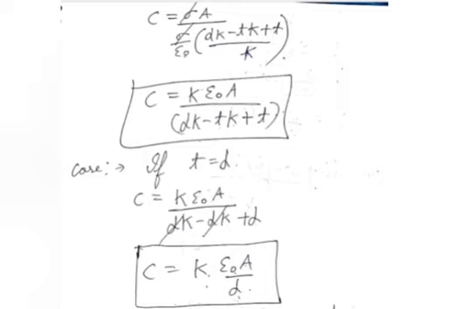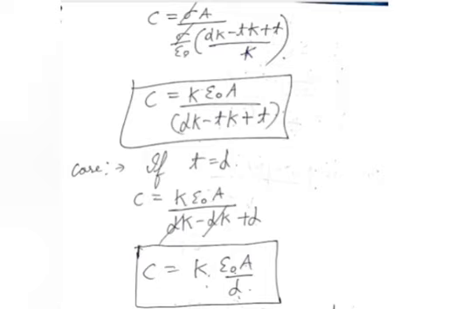We can take a case also in this, that if T is equal to D, that is the size of the dielectric slab is exactly the distance between the plates of the capacitor. So when we place D in place of T wherever it is written T, the formula would become K epsilon naught A upon dK minus dK plus D. So dK and dK would get cancelled out. Finally we are left with C is equal to K epsilon naught A by D. This shows that our capacitance would become K times.